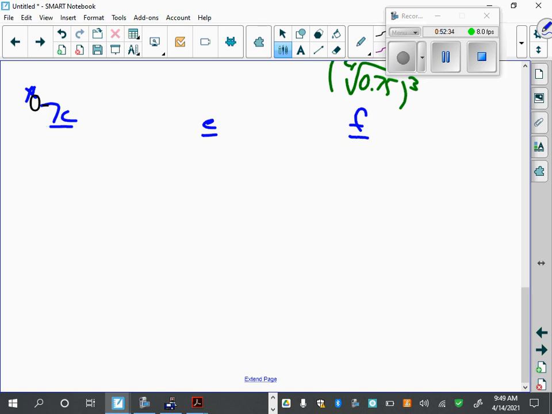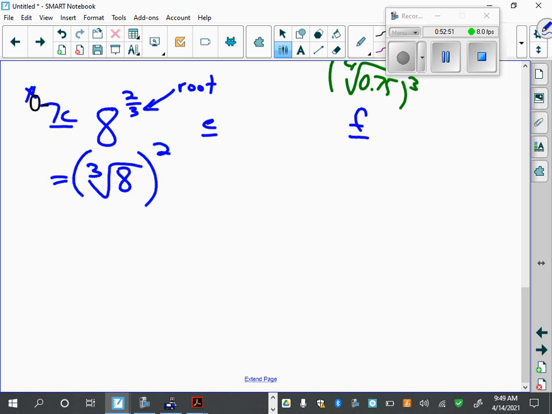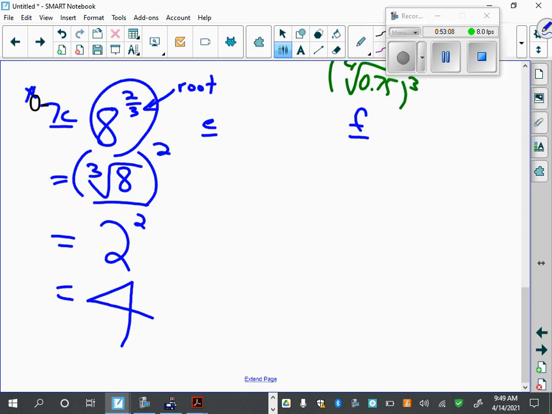7C. 8 to the 2/3. So the first thing we do is rewrite it. Is it square root or cubic root? That's the root, the denominator. So it's a cubic root of 8, all squared. And now, almost every time on a test, you go further. What's a cubic root of 8, everyone? 2. You have to bring that 2 down. And what's 2 squared? If that was your hockey number, Bobby Orr could have worn 8 to the 2/3 on the back of his jersey, and should have. So that equals 4.